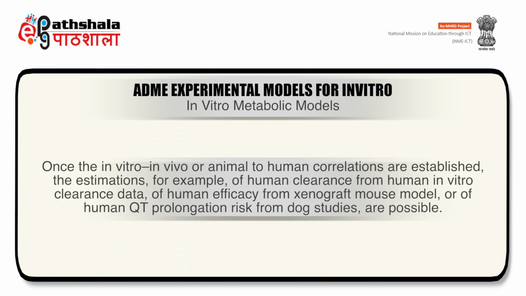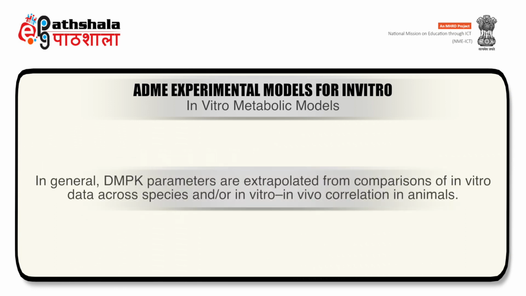Once the in vitro in vivo or animal to human correlation is established, the estimation, for example, of human clearance from human in vitro clearance data, of human efficacy from xenograft mouse models, or of human QT prolongation risk from dog studies is possible. In general, DMPK parameters are extrapolated from comparison of in vitro data across species and/or in vitro in vivo correlation in animals.